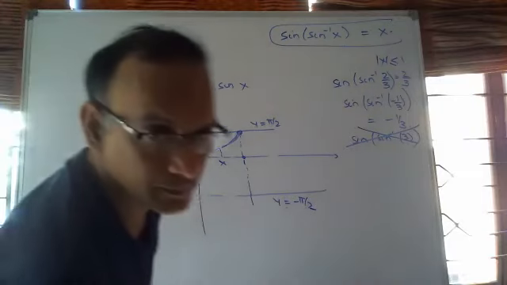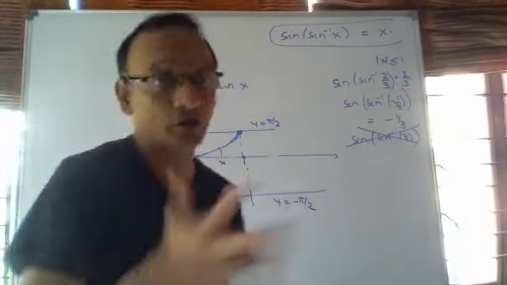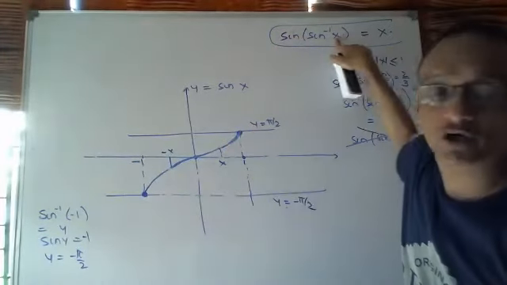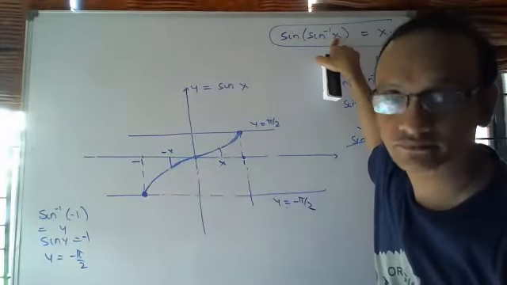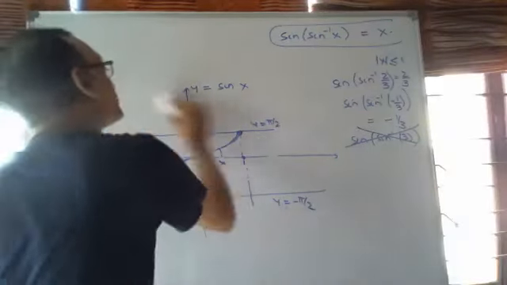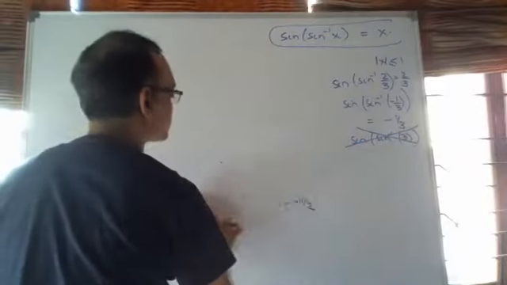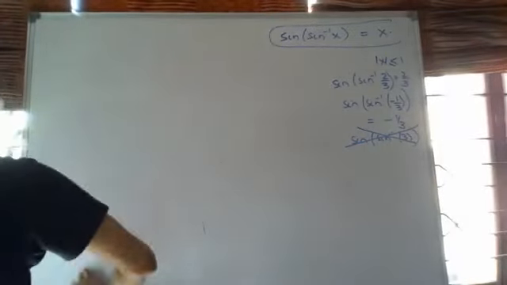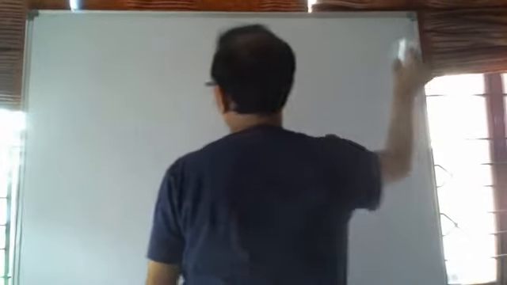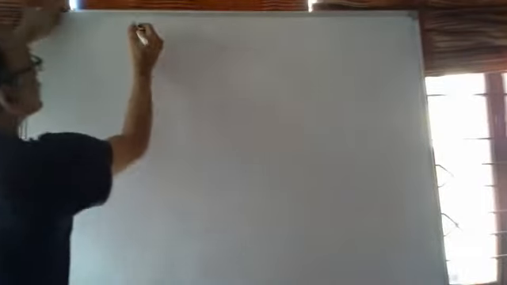So sine inverse of sine x is the same? No. Okay, let me explain that. Sine of sine inverse x will always be x as long as x is numerically less than 1, right? But now, what about sine inverse sine x? Now that's going to be an interesting thing to evaluate.